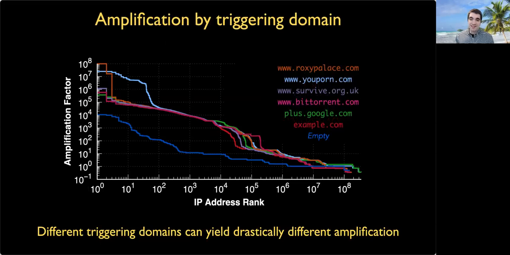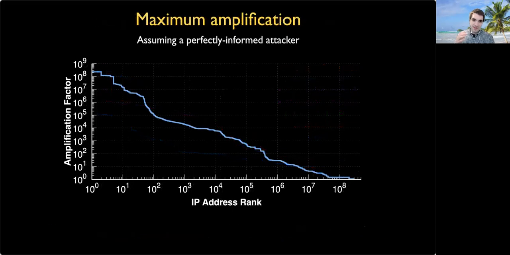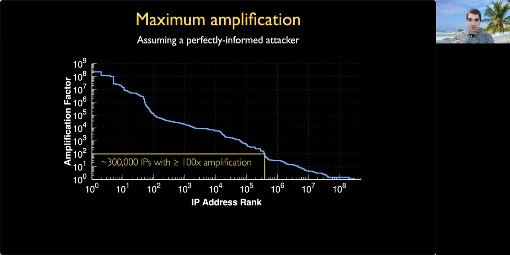But overall, this raises an interesting question. Because different middleboxes require different things to trigger them, how well could a perfectly informed attacker do that knew exactly what to send to every middlebox? This graph shows what that perfectly informed attacker would be able to do with today's IPv4 internet. You can see exactly how many amplifiers we find that elicit each amplification. For example, here, this is over 300,000 IP addresses with greater than 100x amplification. So this attack is very powerful.